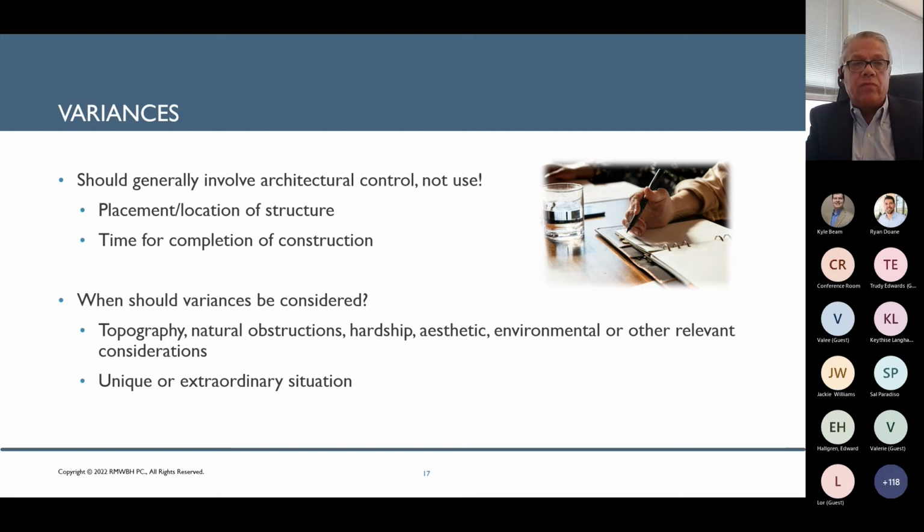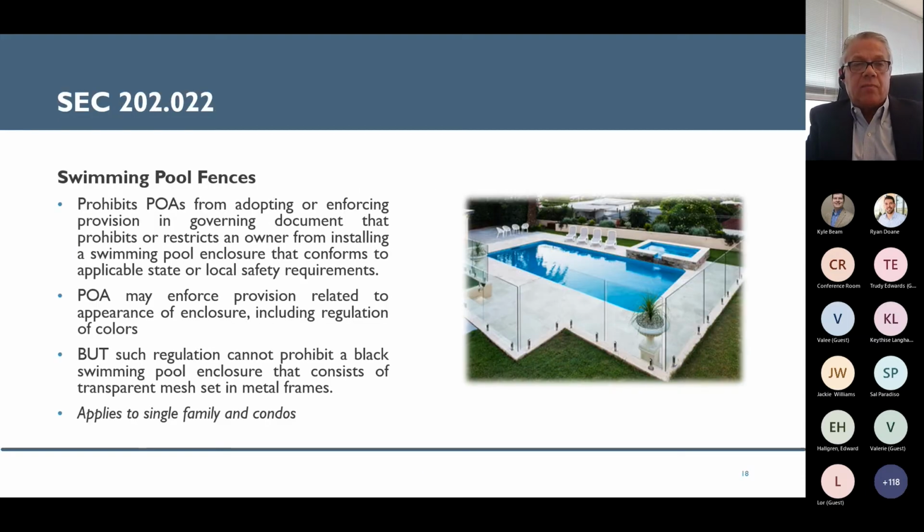So another thing we'll talk about briefly here is swimming pool fences. There was a new law that talked about swimming pool fences. Apparently someone somewhere got their fence denied. And so in 2021, a new law took effect that says you simply cannot deny an owner from installing a swimming pool enclosure that conforms to applicable state or local safety standards. You can enforce a restriction or a rule regarding the appearance of the enclosure, a regulation of colors, but you can't, for example, prohibit a black swimming pool enclosure.